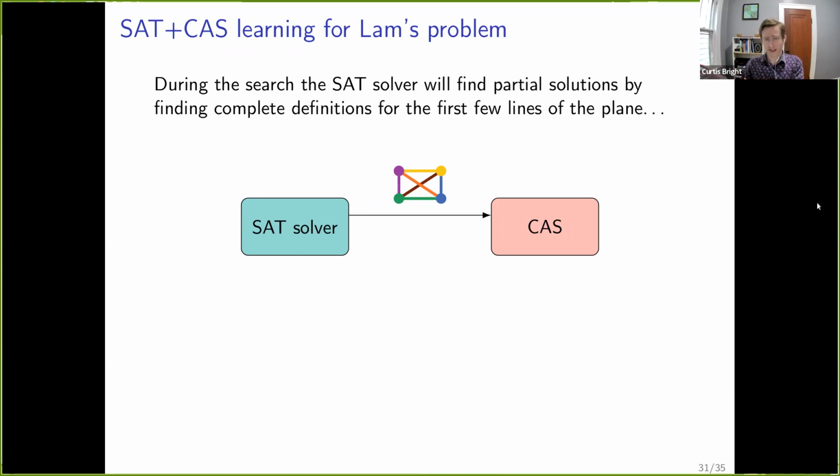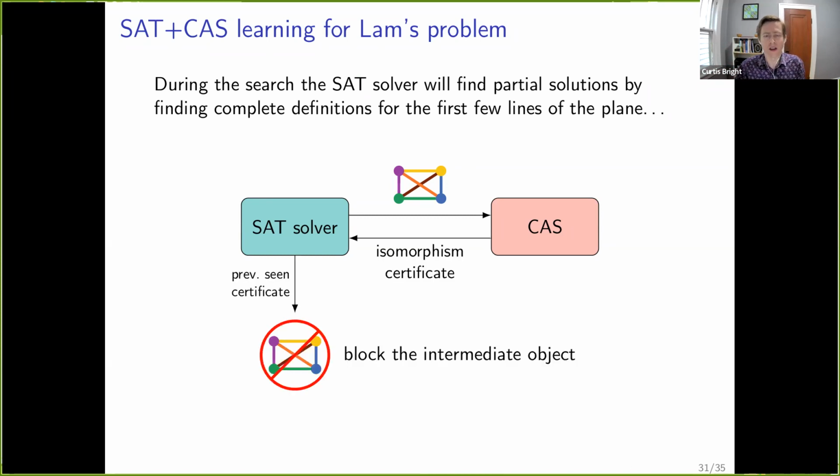And you can give this to the CAS. The CAS can analyze it and compute its isomorphism class, right? Or a certificate, which is going to uniquely determine the isomorphism class that this object exists in. And so every time you see a partial object, you get the isomorphism certificate from the CAS and record it. And then if you ever see the same certificate again, but the object has changed, well, now you know this new object, you want to block it, right?